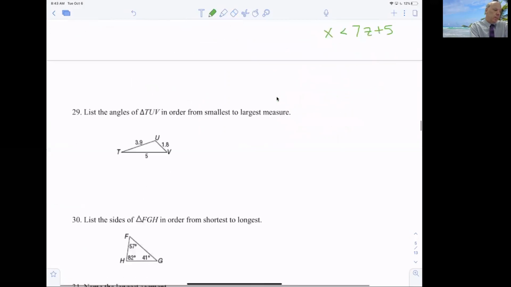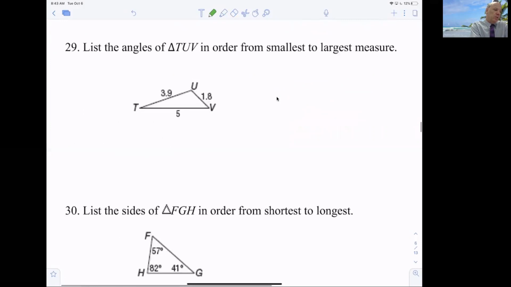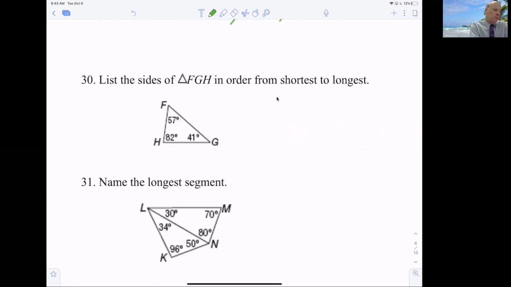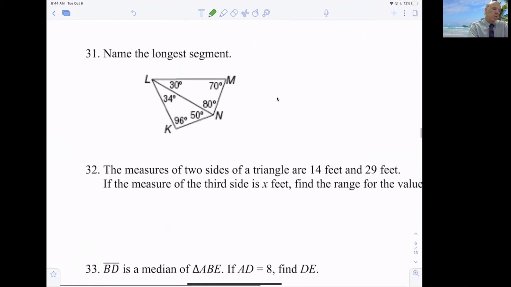All right, list the angles from small to large. Help me. Angle T, and then the next angles. All right, I like that. Sides, shortest to longest. FH, HG, FG. That's pretty easy. Okay, now this one was kind of tricky for some kids. I don't know why.